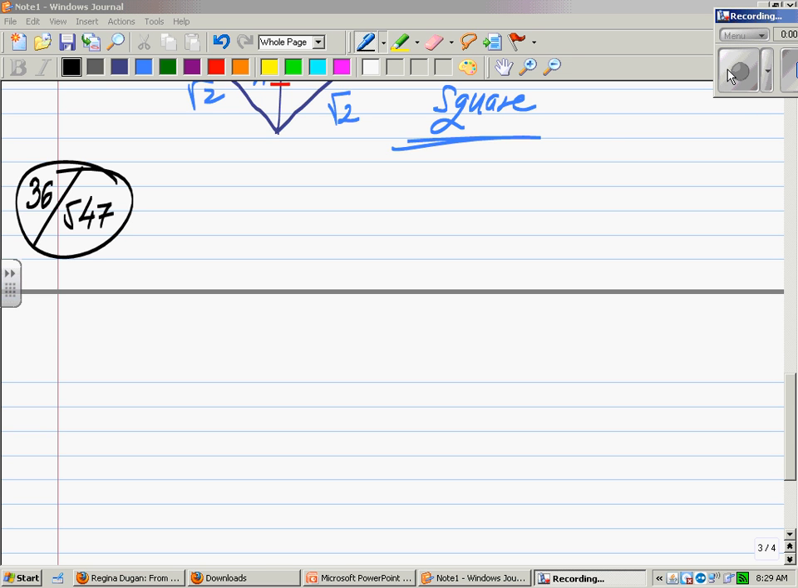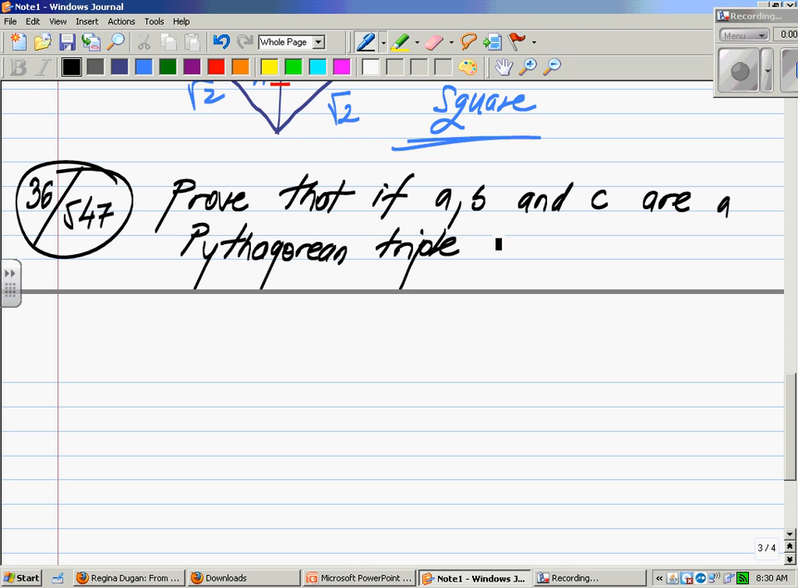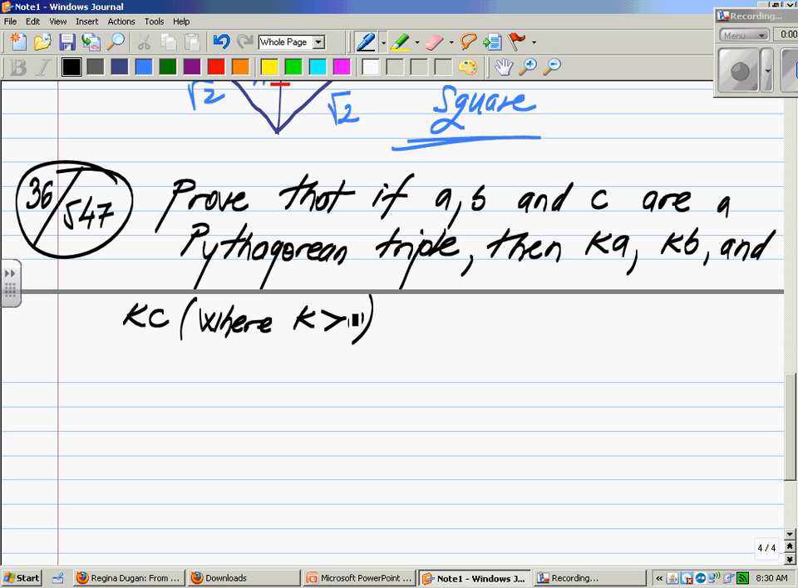Problem number 36 says, prove that if A, B, and C are a Pythagorean triple, then KA, KB, and KC, where K is greater than 0, represent the side lengths of a right triangle.